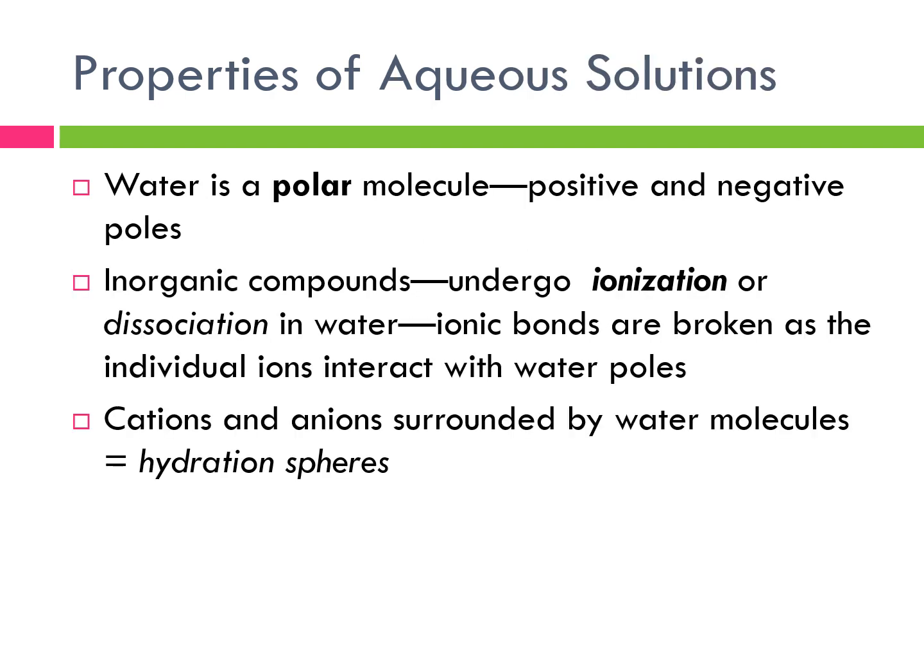Water is also a polar molecule, so it's got a slightly positive pole and negative poles. And so inorganic compounds can undergo ionization or dissociation in water. Like we talked about, molecules can break apart into individual ions by hydrolysis in water. And then those ions can interact with the water poles, creating what are called hydration spheres.